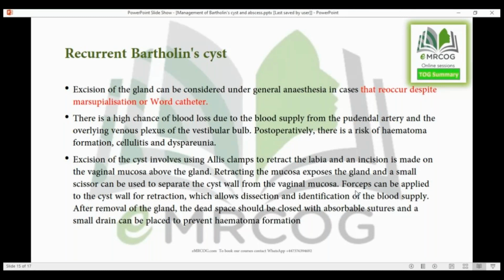The high chance of blood loss makes us think about it many times. Why so? Because we are talking about a place that has a blood supply directly from the pudendal artery. Okay, and the pain? Tell me about the pain. The pudendal nerve also. So the risk of hematoma and dyspareunia is very high. However, it can be our last resort.